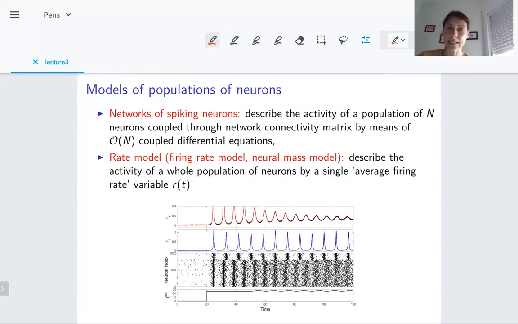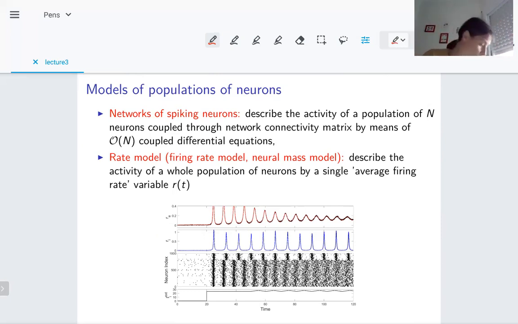So we consider a network of spiking neurons, which describes the activity of a population of neurons coupled through a certain network connectivity matrix. This means that we have a system which consists of order N coupled differential equations. To deal with this, we need to simulate it on a computer. But on the other hand, it is possible to design models, or provide a set of equations, that describe the evolution of the firing rate directly without needing to simulate this large system of differential equations.